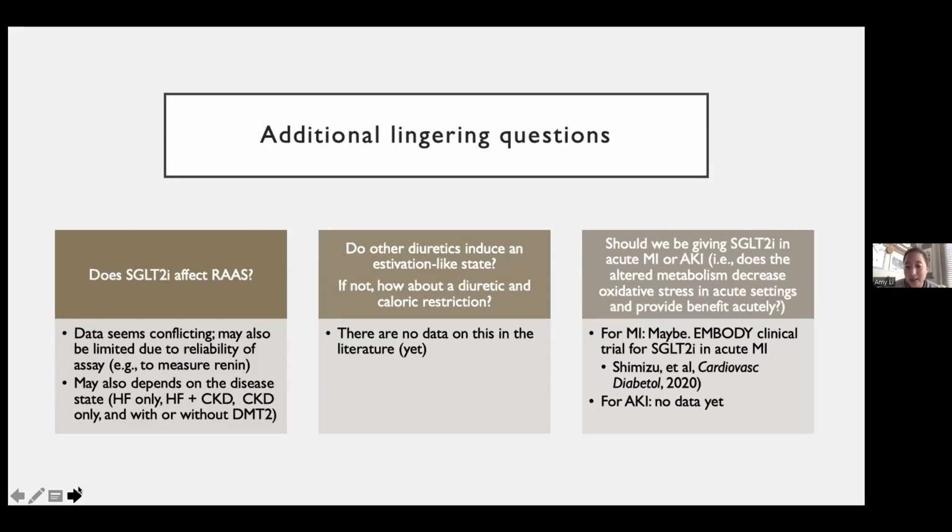And last but not least, the other clinical question I had was, should we be giving SGLT2 inhibitors in patients with acute MI or AKI? Because my thought was, does the altered metabolism decrease the amount of oxidative stress or whatever, provide different macromolecules for ATP production and maybe help the injury? No real good data yet for MI. Maybe there was a study of like 100 patients, 50 of them got SGLT2 inhibitors post MI. The other half got placebo, and it was looking kind of promising, but it wasn't very convincing. And for AKI, there's certainly no data yet.